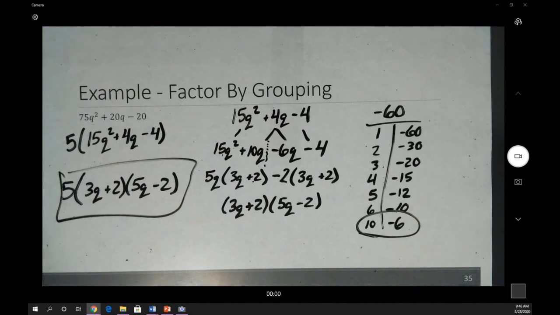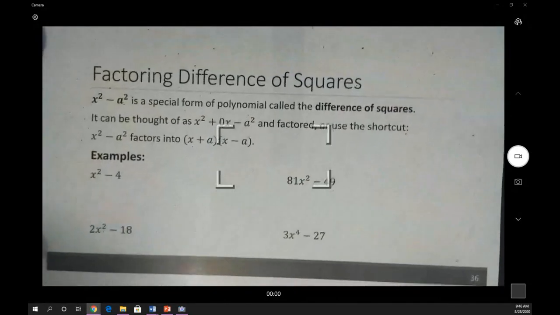Okay, so now we have greatest common factor, factoring by grouping. We did the 4 terms. We did trinomials where a was 1. Now we've done trinomials where a is not equal to 1. Now we're going to look at polynomials that have two terms, which are called binomials.